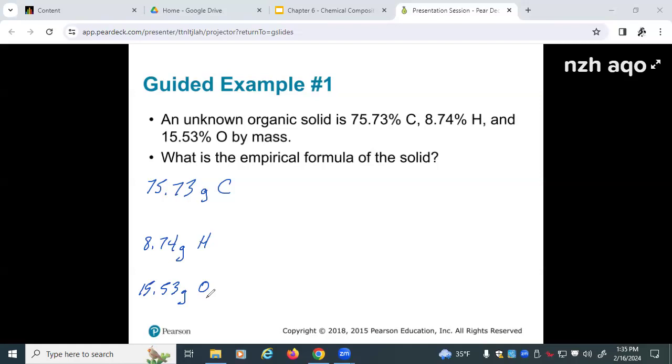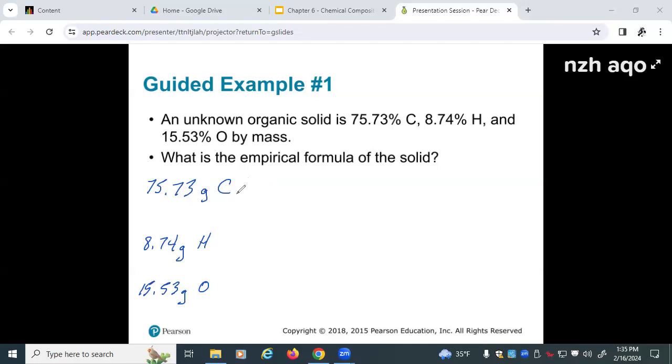Now, does it matter that I don't have 100 grams of the sample? No, because those percentages would apply to whatever value I had. I could just multiply it if I wanted to. But in this particular case, I don't need to, because the ultimate goal is the ratio of the elements to each other, not how many grams of each one I actually have. So that's my first step.